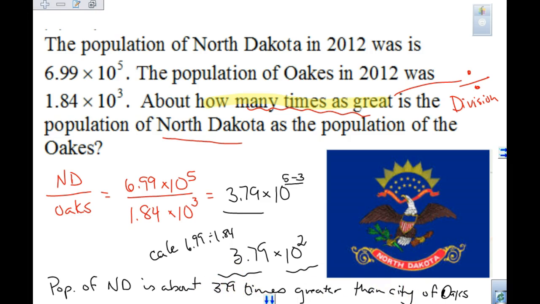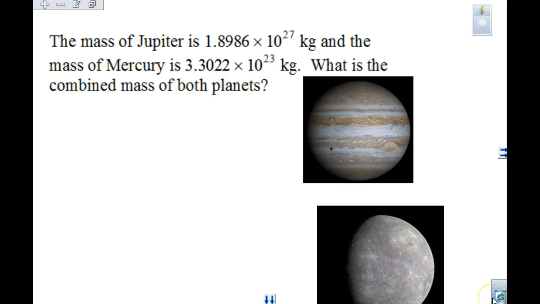Okay? All right, let's go to the next story problem. The mass of Jupiter is big. And the mass of Mercury is huge too, but it's quite a bit smaller, right? What is the combined mass of both? Combined mass means we should add. So we want to add. What do we do when we add? We go big, right? Go big or go home. We're going to go big.